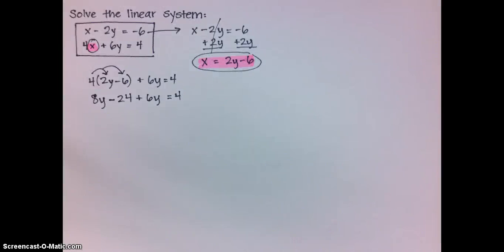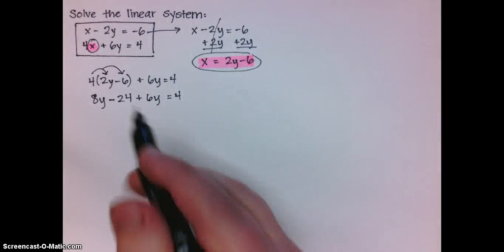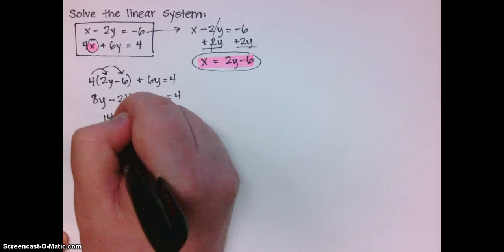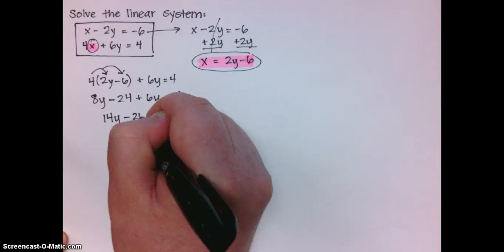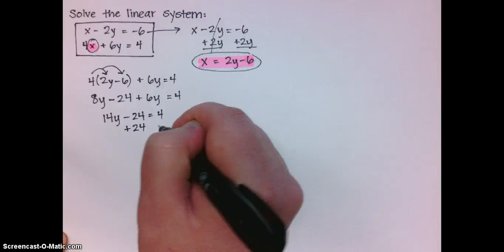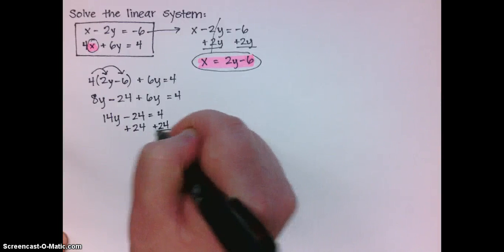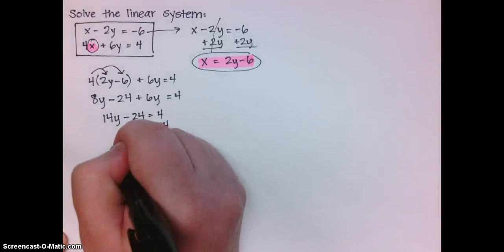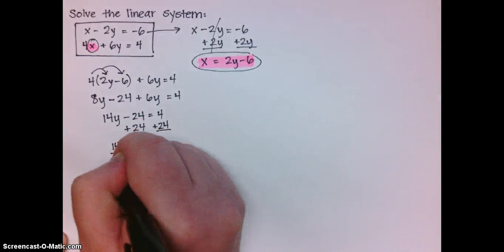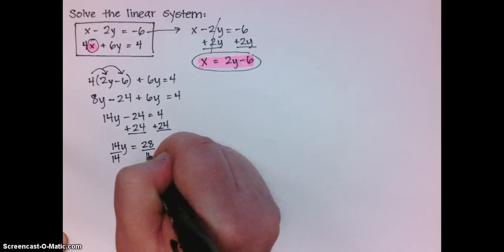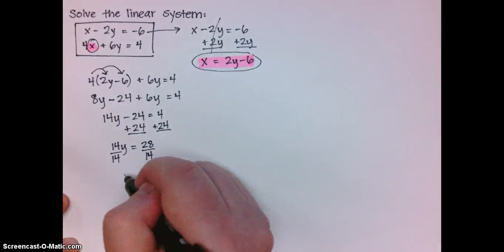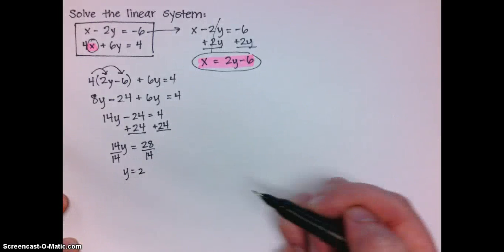Again, I want to get the y by itself this time, so I'm going to add: 8y plus 6y is 14y, minus 24 is equal to 4. I'm going to get rid of that lonely number, which is the 24, by adding it to both sides. Then I'm left with 14y is equal to 28. One more step, divide the left and the right hand side, both of those by 14, and I'm going to get y is equal to 2.